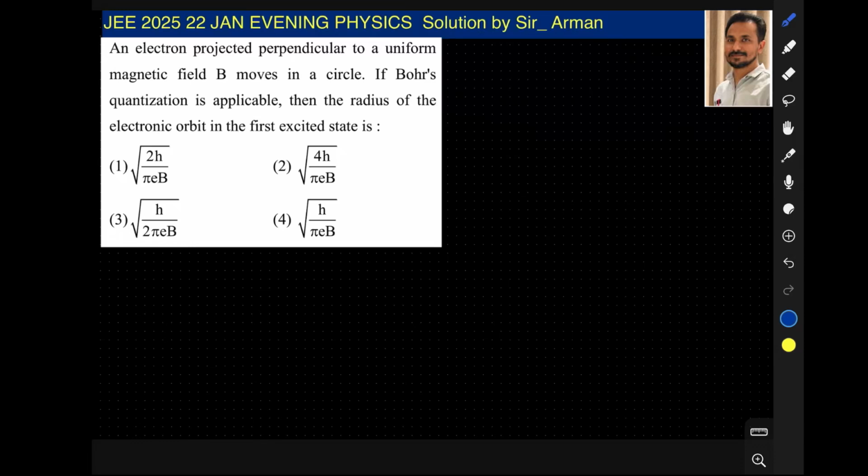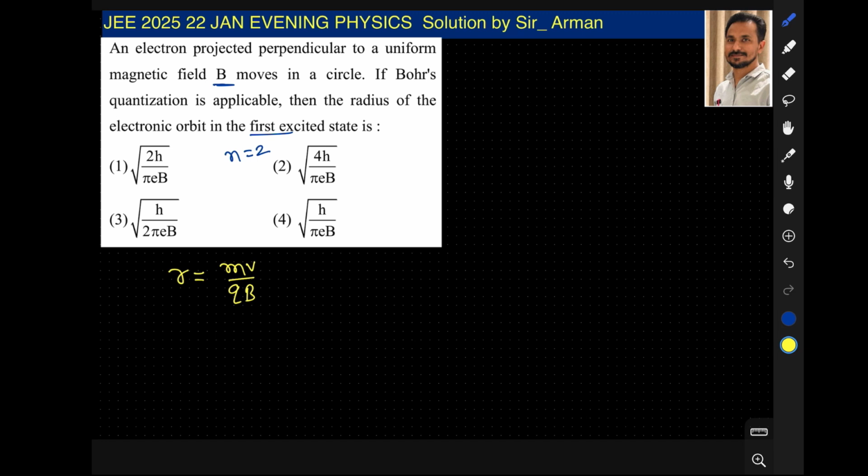An electron projected perpendicular to a uniform magnetic field B moves in a circle. If Bohr's quantization is applicable, then radius of the electronic orbit in the first excited state. See here, first excited state is given, that is n equals 2. See, whenever the electron is thrown in a magnetic field, right, its velocity perpendicular, then in that case, what will happen? The electron will start moving in a radius which is given by the equation mv by qB.